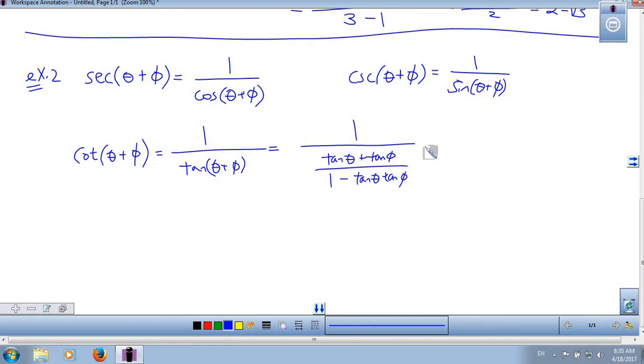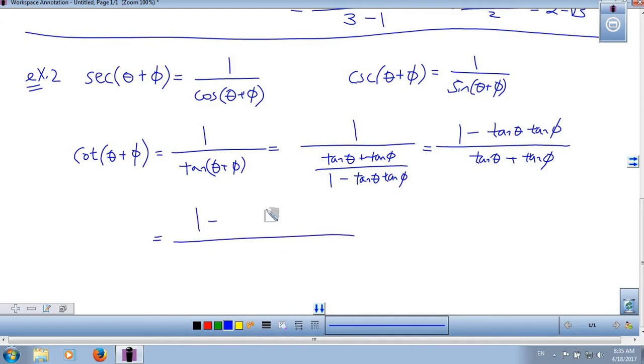Well, first of all, let's recognize that this is 1 minus tangent theta tangent phi divided by tangent theta plus tangent phi, so this is just the reciprocal of that expression. Then let's go ahead and convert everything to 1 over. So this is 1 over cotangent theta, because that's tangent theta, and 1 over cotangent phi, because that is what tangent phi is. The denominator is the same. It's 1 over cotangent theta plus 1 over cotangent phi, okay?